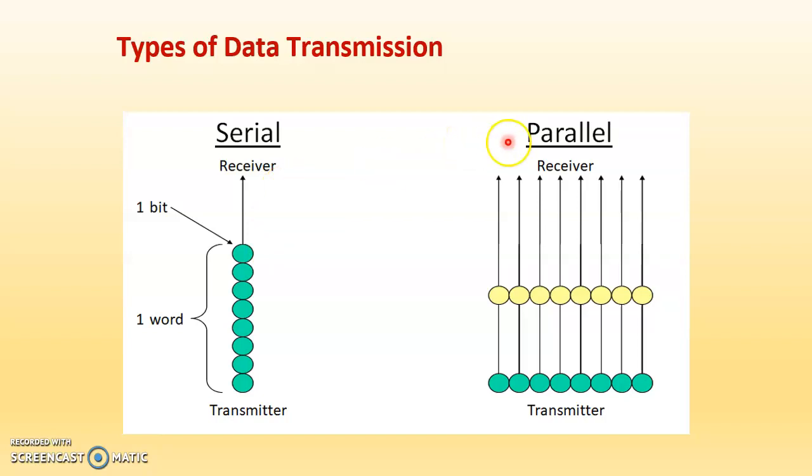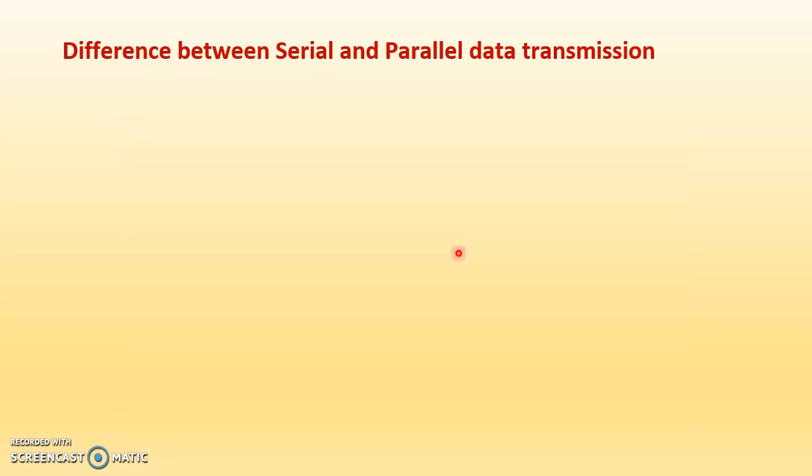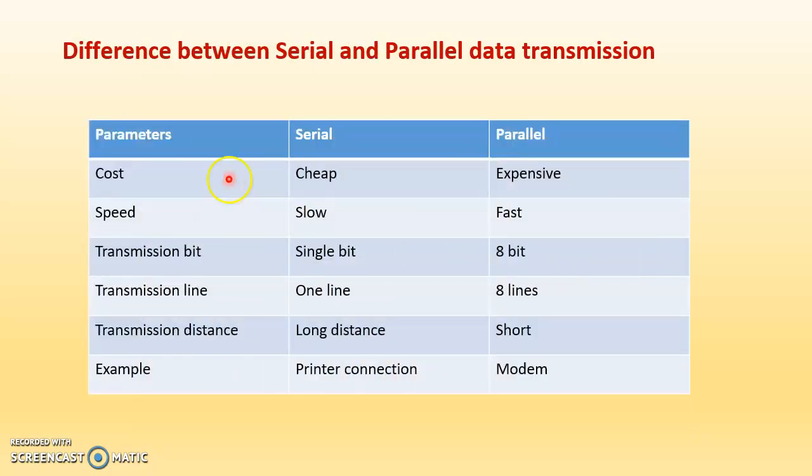In parallel transmission, there are 8 such lines. So 8 bits of data will be transferred at a time. So very simple. The serial transmission is transmitted serially one by one, and in parallel transmission, the data will be transferred parallelly. So 8 bits of data will transfer at a time. So again, more detail. You see the difference.